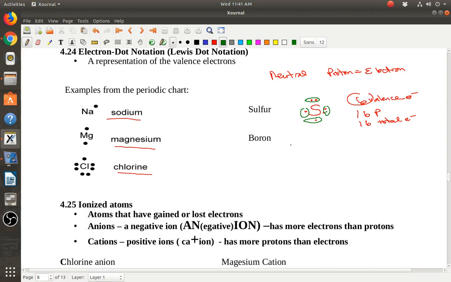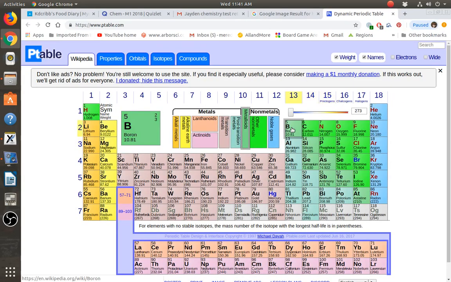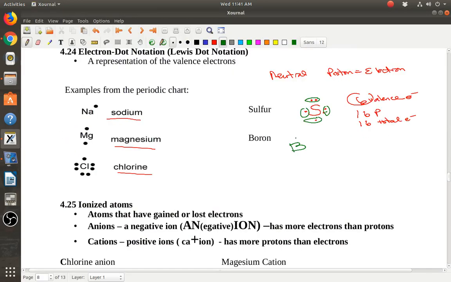Now we're going to look for boron. The symbol for boron is a B. Go back to the periodic chart and find it. There's boron. It's element number 5. It's in column 13, which is group 13 or 3A. Group 13 or 3A has 3 valence electrons. It has 5 as the proton number, the atomic number, which is the number of protons. So we go back over here and write the 3 valence electrons, 1, 2, 3. So it has 3 valence electrons, and it has 5 protons and 5 total electrons for the neutral atom.